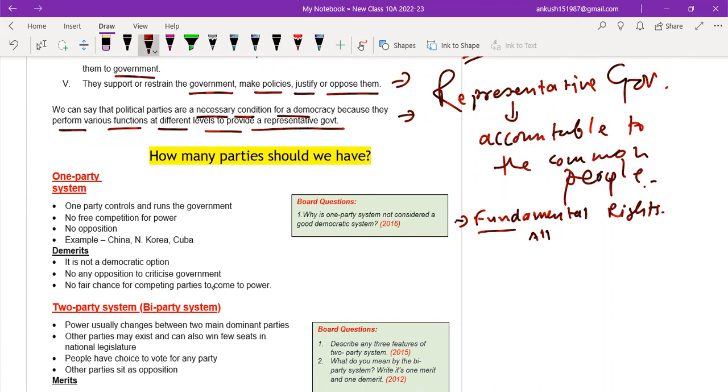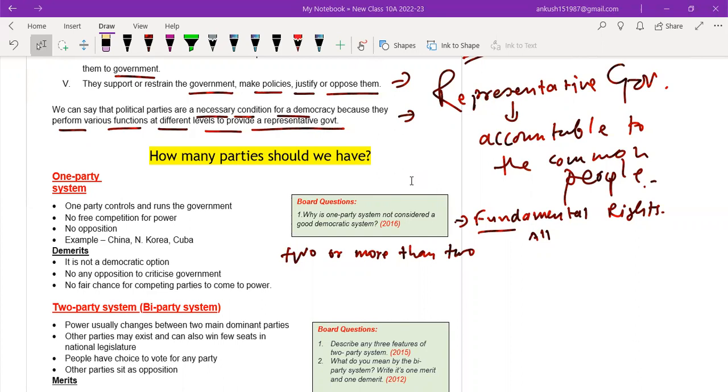Now look at you. Suppose you say that in democracy there must be political parties, so there must be two or more than two political parties existing. Why must they exist? Because due to their presence, all the political parties would come together to contest the election. They would have the fight of election there. That is called competition. To compete in the election, they would come together and any one of the parties would win the election and form the government.